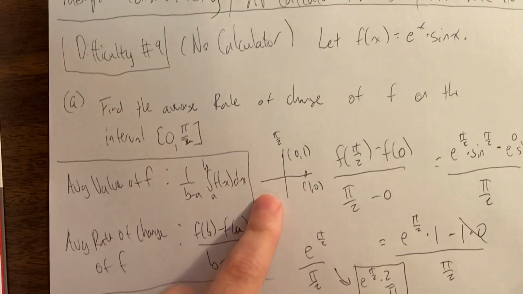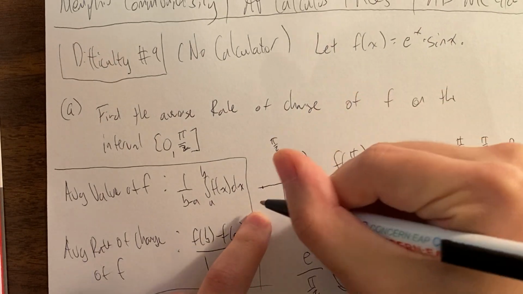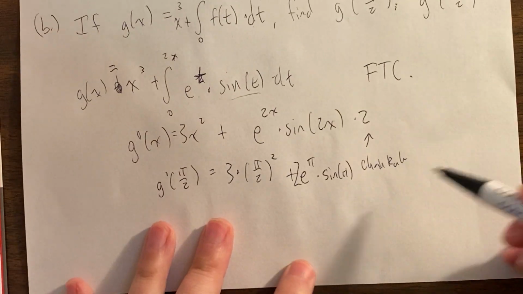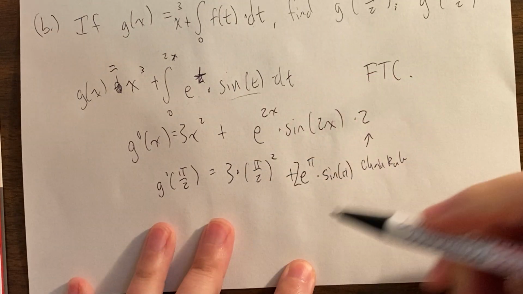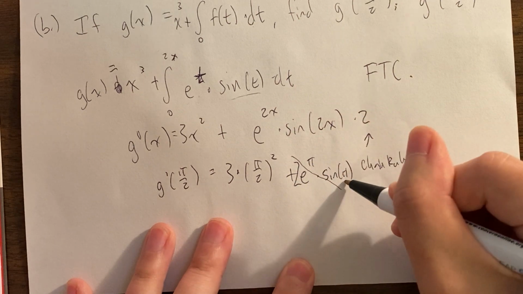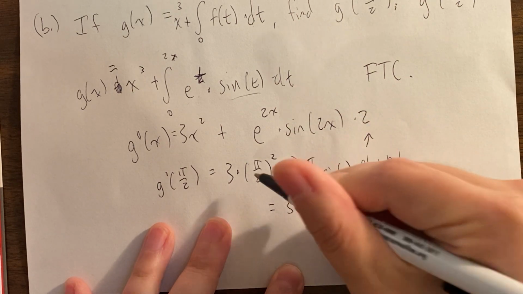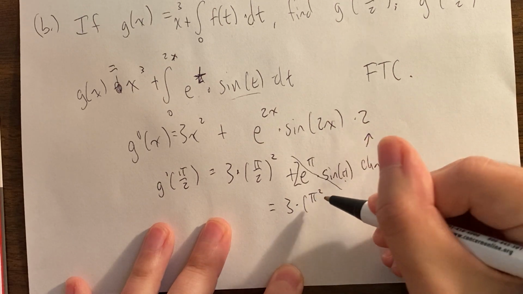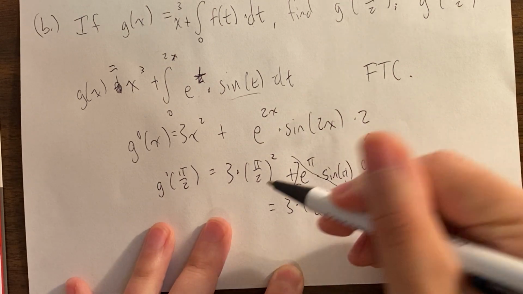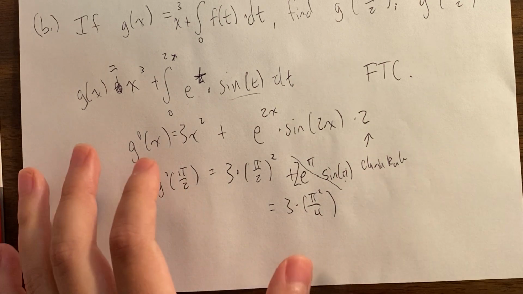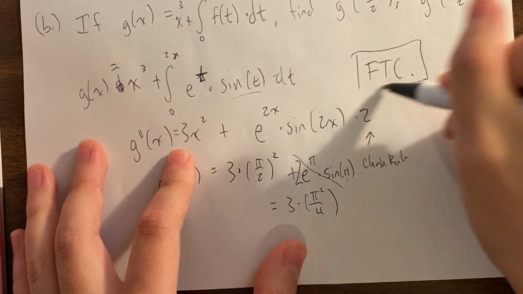If we look at our unit circle, pi is this point, -1, 0. So sine of pi is 0. So in this case, all of this went away right here because sine of pi is 0. So we're going to end up with 3 times, if you want to simplify, pi squared over 4, because you square both numerator and denominator when you have a quotient squared. So that's the first derivative. Again, the key by far is the fundamental theorem of calculus.